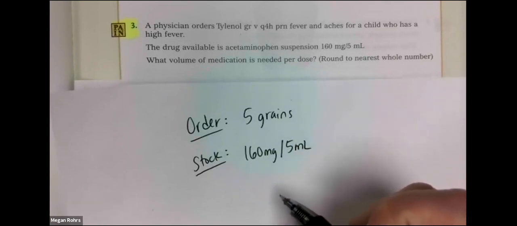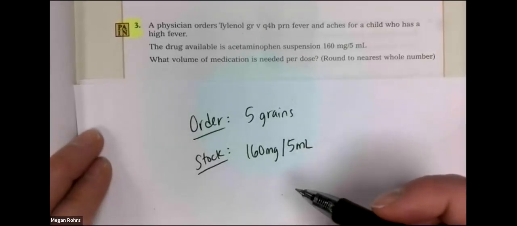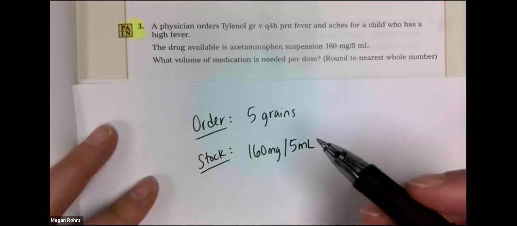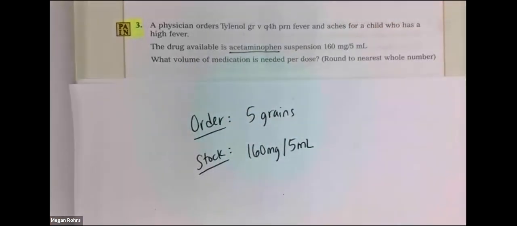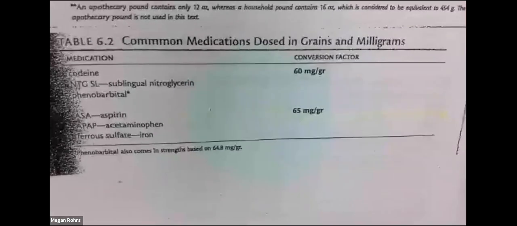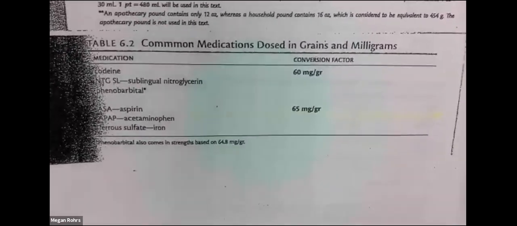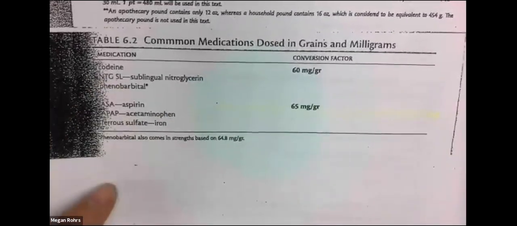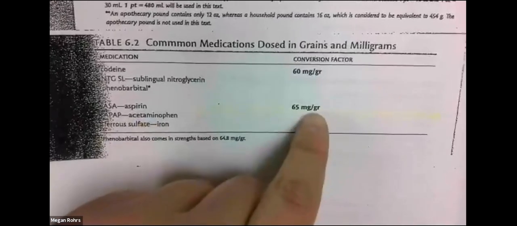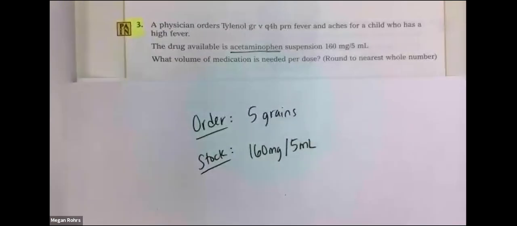That way I can set up either ratio and proportion or dimensional analysis. So what's important here is the drug. So the drug is acetaminophen. So we need to take a look at those tables from chapter 6 that I printed out for you. So remember, when we're going from grains to milligrams, certain drugs have different conversion factors. So acetaminophen here says that 1 grain equals 65 milligrams.